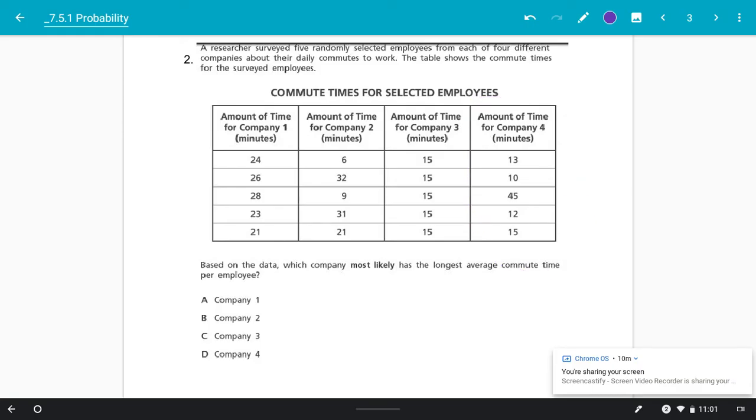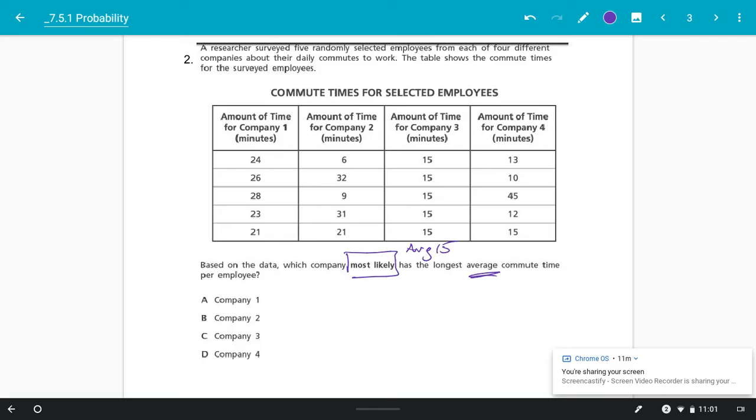So we want to know, based on the data, which company is most likely to have the longest average commute time per employee. So I have to think about, if I were to average these numbers out, what would my average be, and which company, if I were to pick it, is most likely to have the longest commute time. So what I can really think about here is for company 3, we know that the average there would be 15.